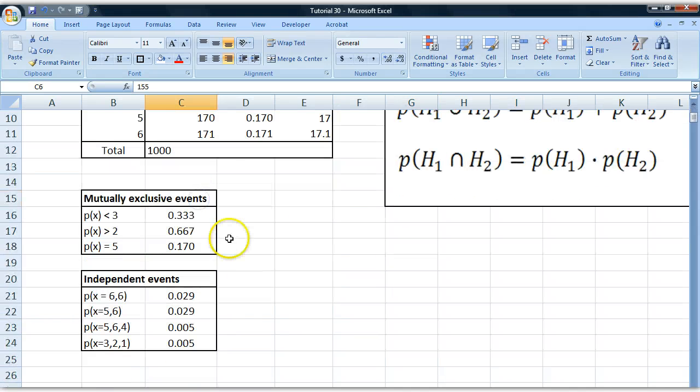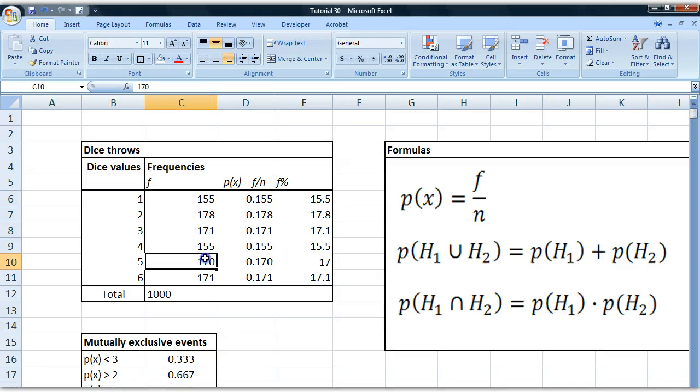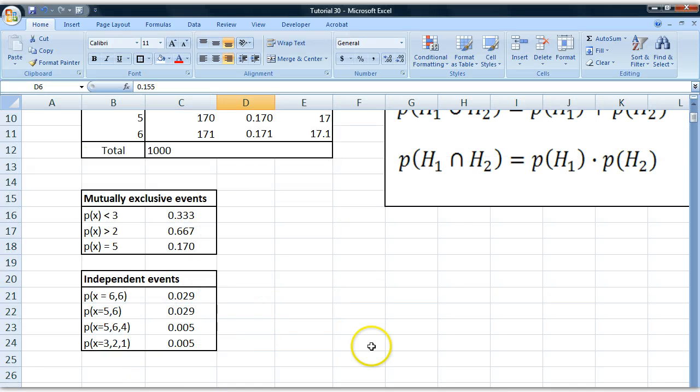Have some fun with this. Try changing the probabilities. Try changing the number of frequencies in our table, and calculate the probabilities of getting different values for x.